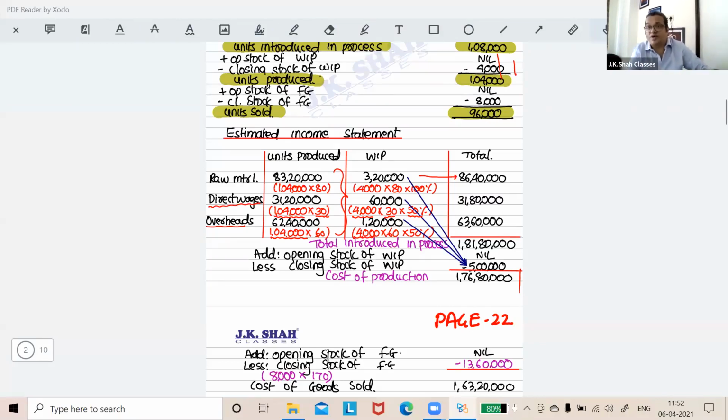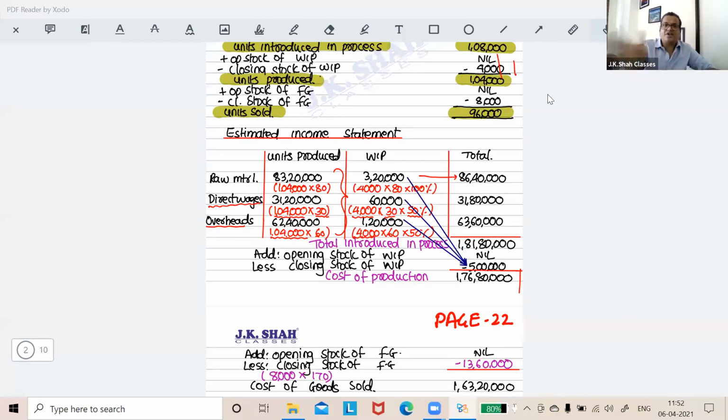And those who don't know why to write like this, it's very interesting to answer this question. Why write like this? This is the way you prepare your income statement. Have you prepared a manufacturing account? Don't laugh, people. Manufacturing account you have not prepared. So these things are totally new for you all. Introducing the process, add WIP opening stock, less WIP closing stock. Is this new for you? You're aware of these things.